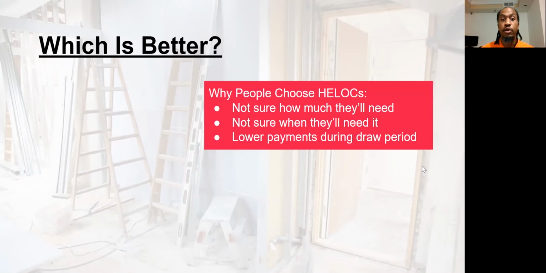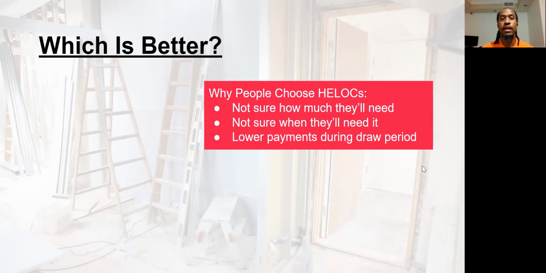So starting off with the home equity line of credit, people choose HELOCs when they're not sure of how much money they need or when they'll need that money. And they also sometimes choose that when they want lower payments during the draw period. So to start from how much money they need, again, the HELOC working as an open line of credit. If you don't know what you need, people will often take out that HELOC and they will have that open line, whether it's $20,000 or $50,000, $100,000, whatever it is, the amount of that HELOC that they take out in equity in their home.